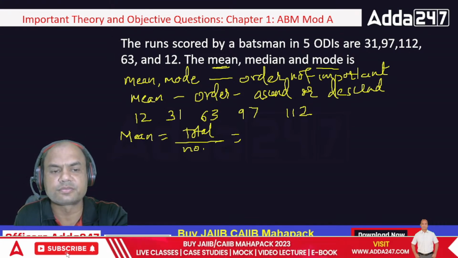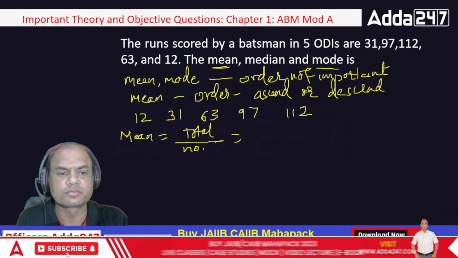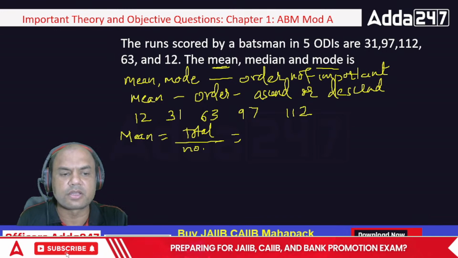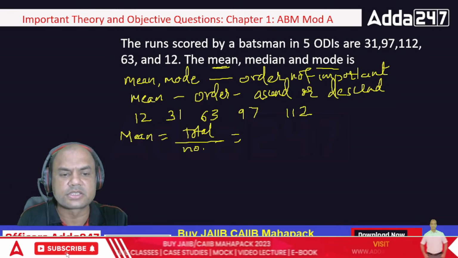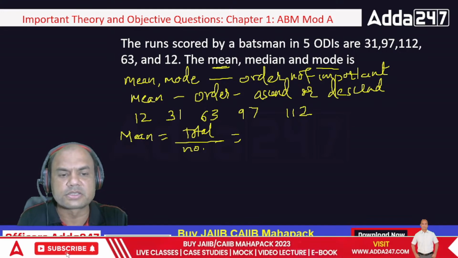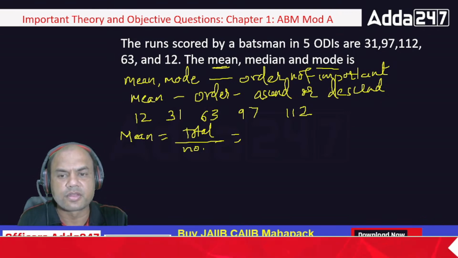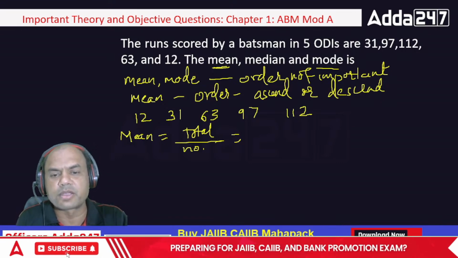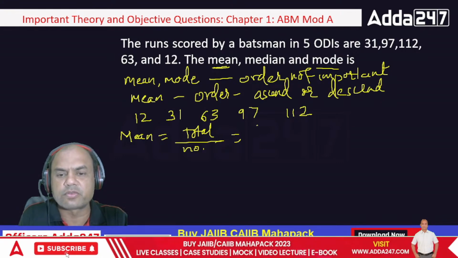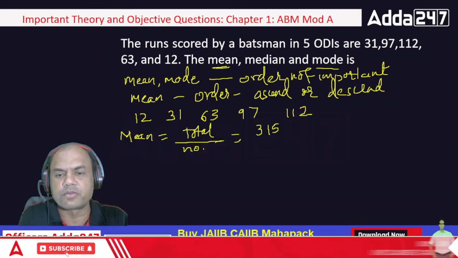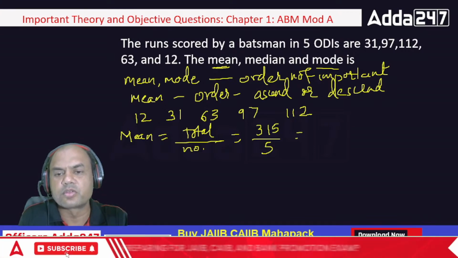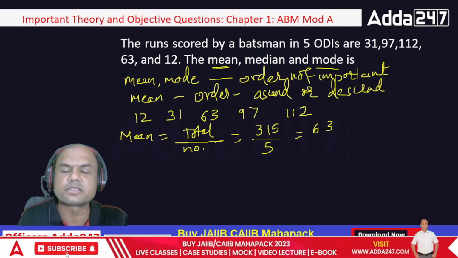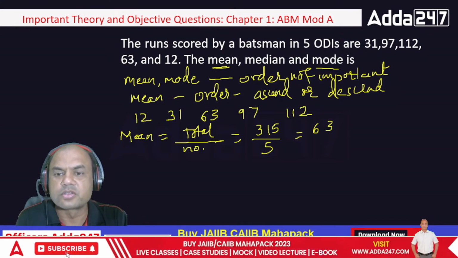So it is 12 plus 31 plus 63 plus 97 plus 112. So the total over here becomes 315. So 315 upon 5. So it is equal to, 5 sixes are 30 and 3 is 15, so 63 is the mean. So mean becomes 63.